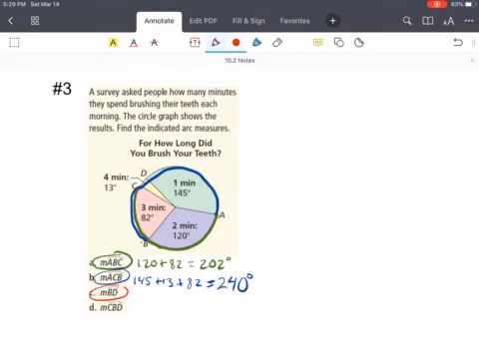For B to D, starting at B, through C, and then D, that's hitting an 82 degree arc and a 13 degree arc, so it's going to equal 95 degrees.